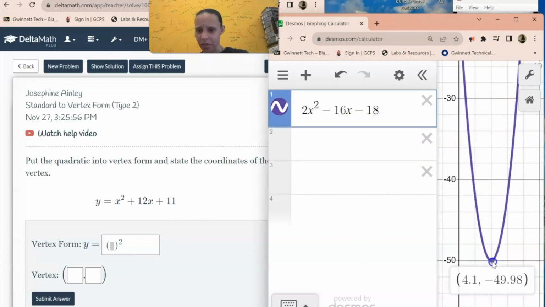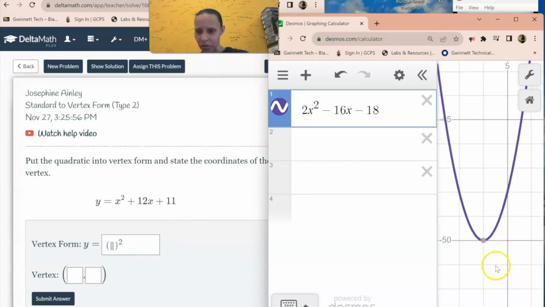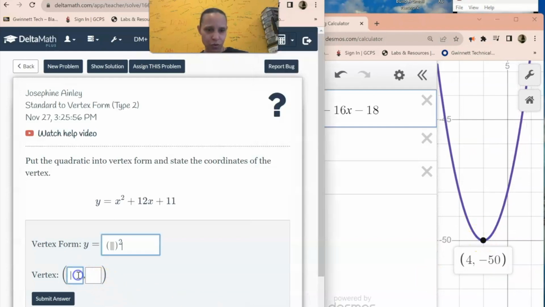All right, let's go get my vertex. So again, zoom in, make sure it's right. So my vertex is 4 and 50, negative 50.